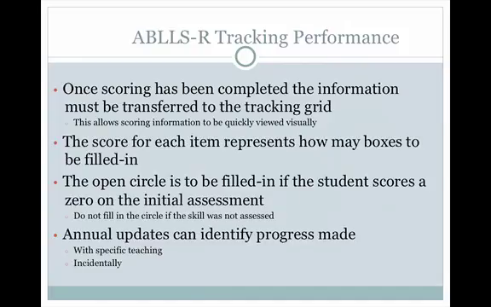Once the scoring's been completed, the information is transferred to a tracking grid. The score for each item represents how many boxes are to be filled in. The open circle is to be filled in if a student scores a 0 on the initial assessment, and annual updates identify progress that's made. And that might be through actual teaching and instruction on that particular goal, or it might just be something that improved over time.